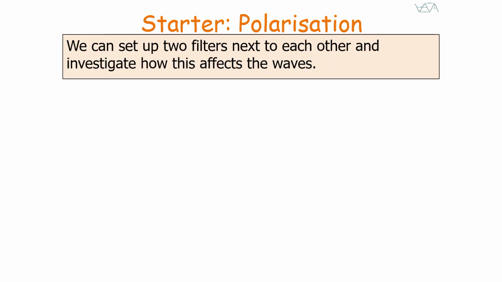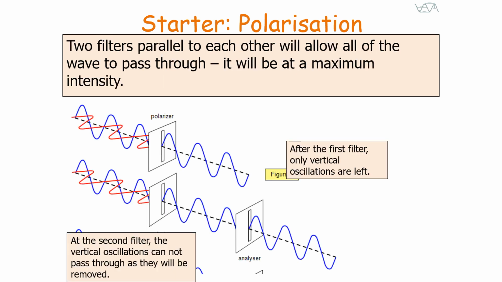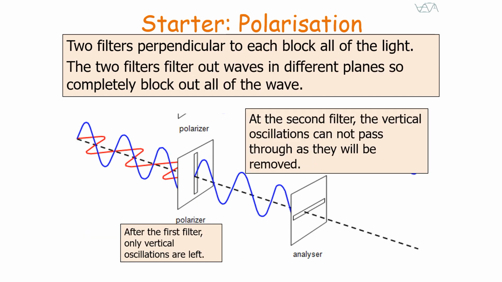So we can set up two filters next to each other and investigate how this affects the wave. Now, two filters which are parallel to each other will allow all of the wave to pass through, so you would get a maximum intensity, because after the first filter only vertical oscillations are left in this example. With the second filter, the vertical oscillations can pass through, so they will go all the way through. Now, if the two filters are perpendicular to each other, they'll block all of the light, because the second filter will filter out the waves in the remaining plane, so will completely block out the wave. So in this example, after the first filter, only the vertical oscillations are left, but at the second filter, the vertical oscillations can't pass through as they'll be removed.